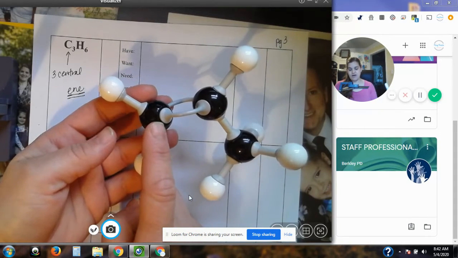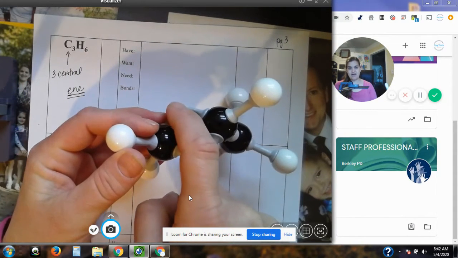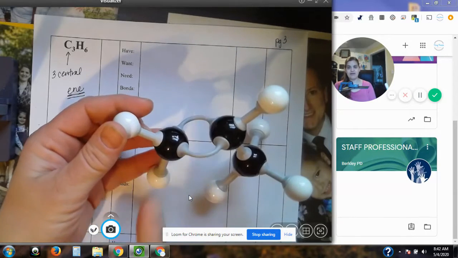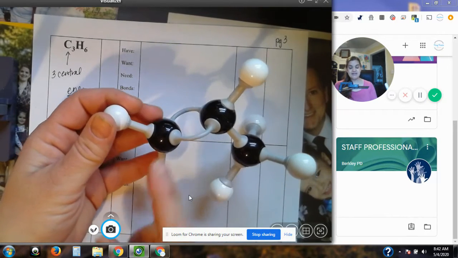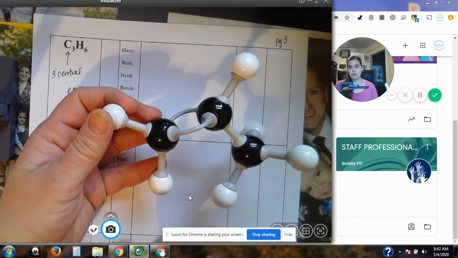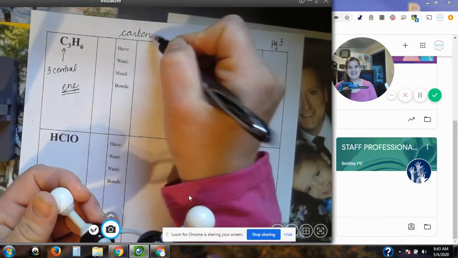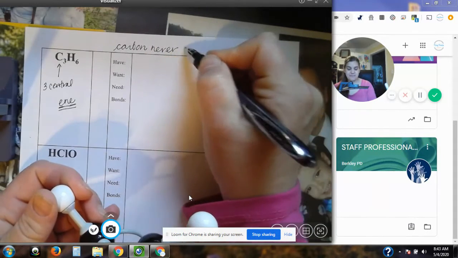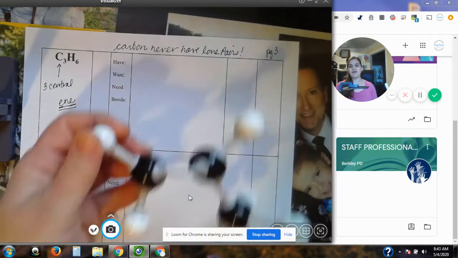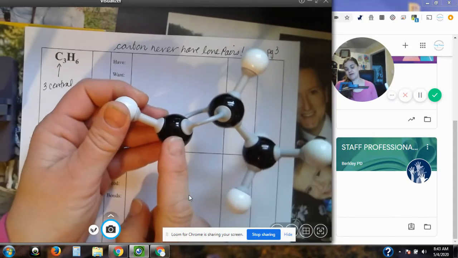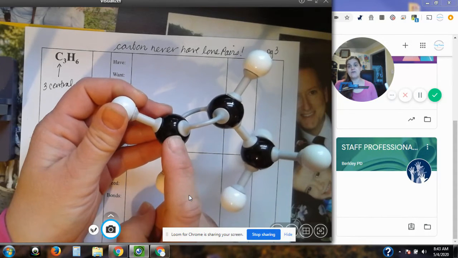So this is my carbon 1, and it has 1, 2, 3, 4 bonds, but there are only 3 bonding areas. 1, 2, and this double bond counts as 1 bonding area. So this has 3 bonding areas and no lone pairs. Just to note, carbons, in general, never have lone pairs. And that's going to help us out. If you see a lone pair on your carbon, something's gone wrong here. So this carbon, carbon 1, will have 3 bonding areas and 0 lone pairs on it.